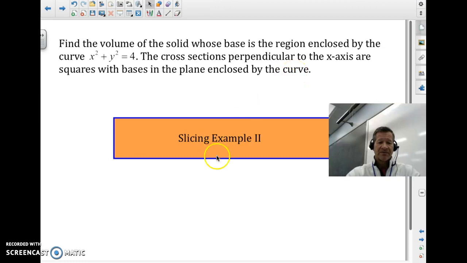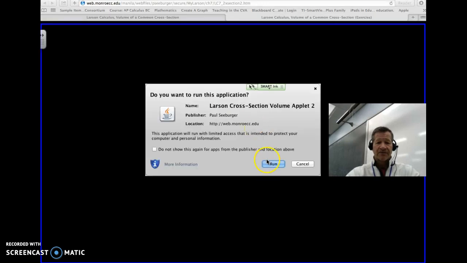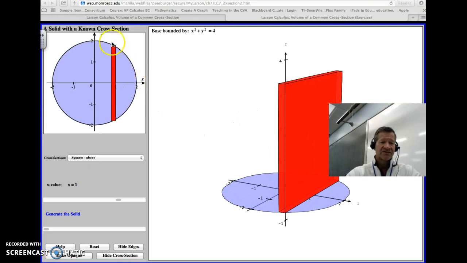So let me show you an example of this one now, which I'm sure will work equally as outstanding as the first one did. But let me try to open this one, and you're going to see the circle x squared plus y squared equals 4, which is a circle of radius 2 with center at the origin. And here it comes. Okay, so there's the circle of radius 2. This is the graph of x squared plus y squared equals 4.